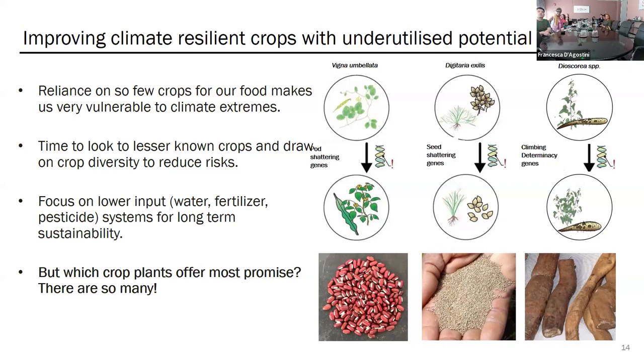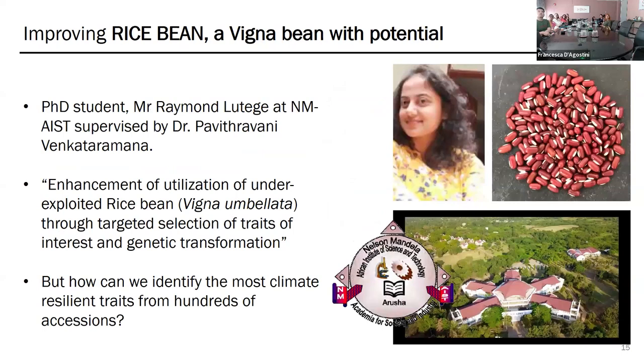For example, in Vigna, you've also got cowpea. Cowpea is an excellent crop for dry, arid, hot zones, but also Bambara groundnut. That's Vigna subterranea, which grows a bit like peanut, extremely drought resilient, heat tolerant. So this is just a few. And rice bean, working in Tanzania with the Nelson Mandela African Institute of Science and Technology to identify what are the most resilient accessions and how can we improve them.